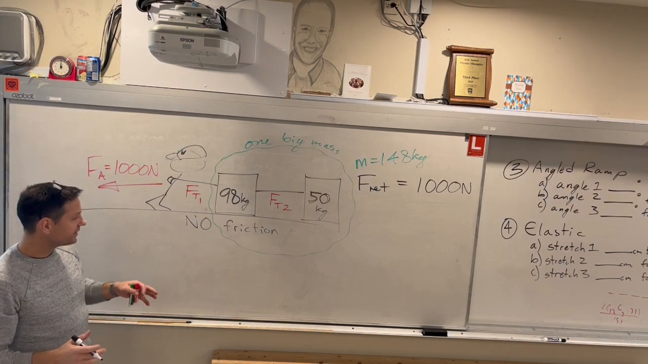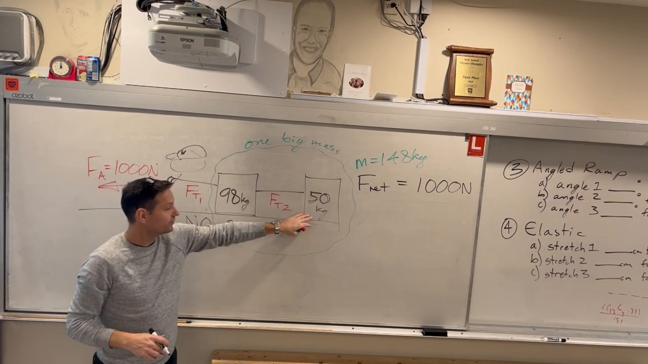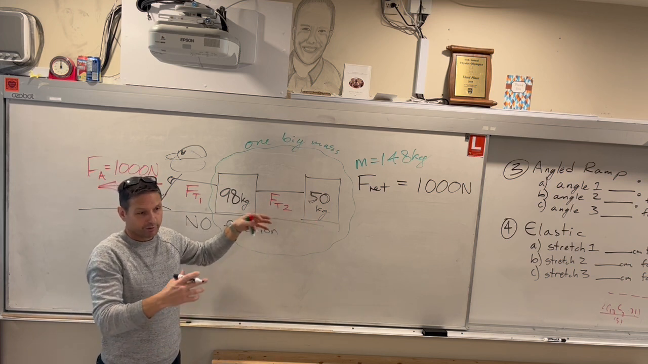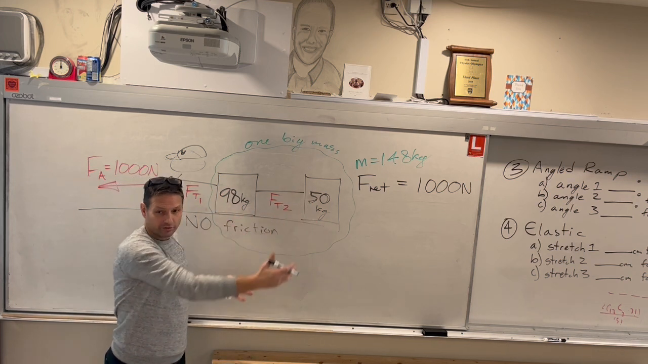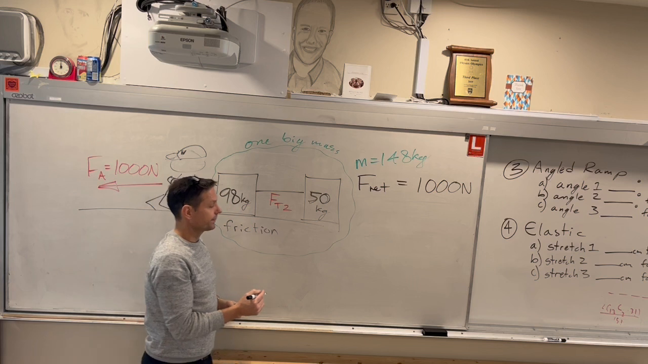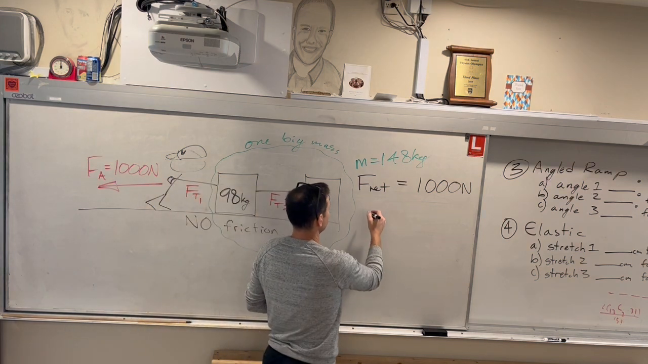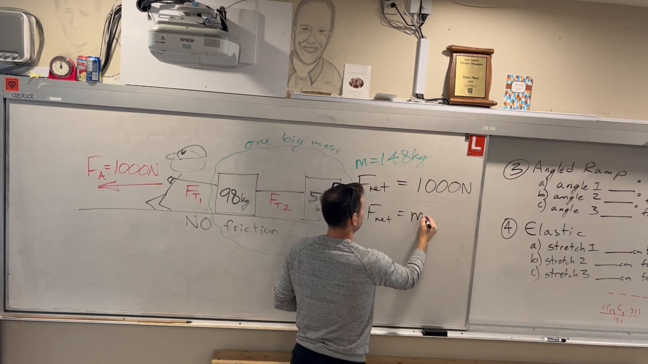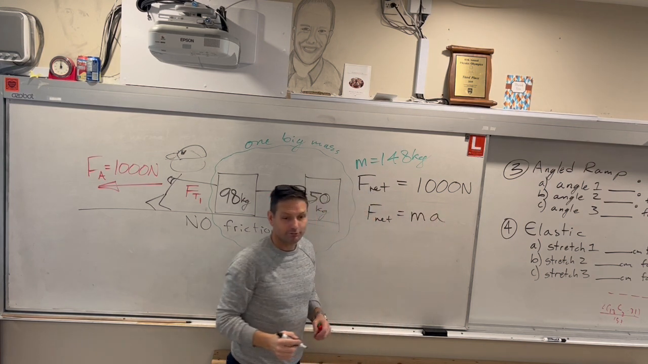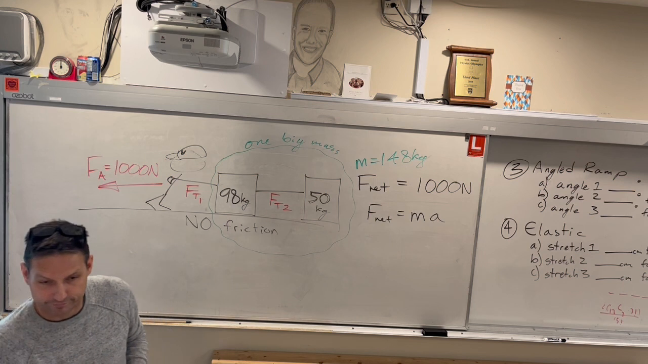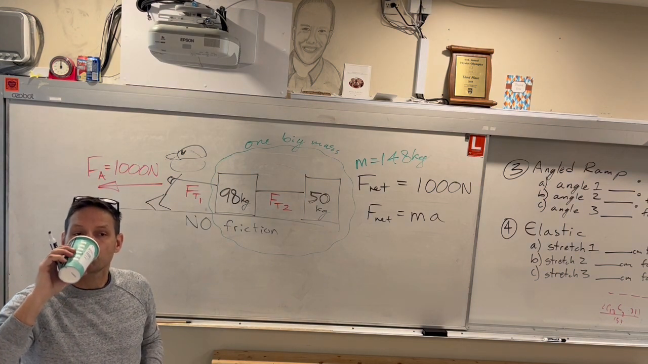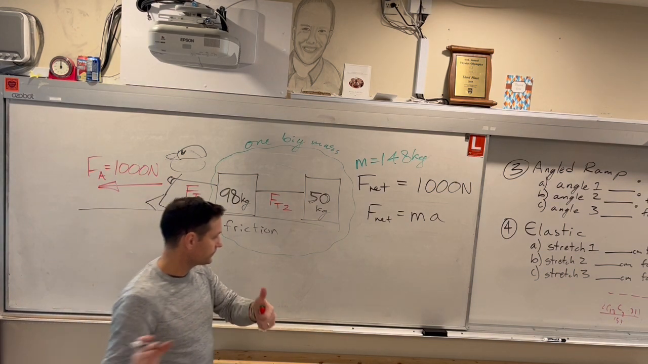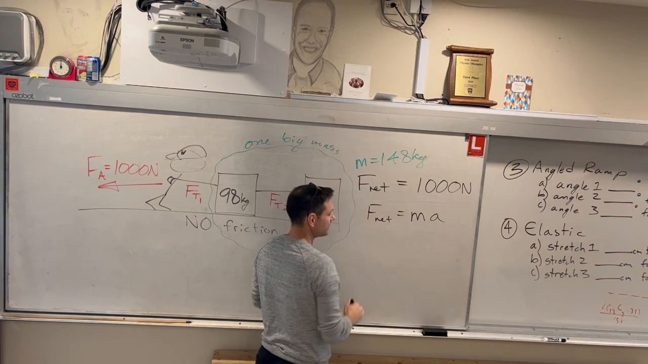That's not necessarily the net force on this block or that block, but it is the net force on the whole thing. Okay. And so let's give Ali the floor here. Ali, how am I going to solve for acceleration? Acceleration equals F net over total mass, so just 1,000 over 148. Very good. Let's have a golf clap for Ali.